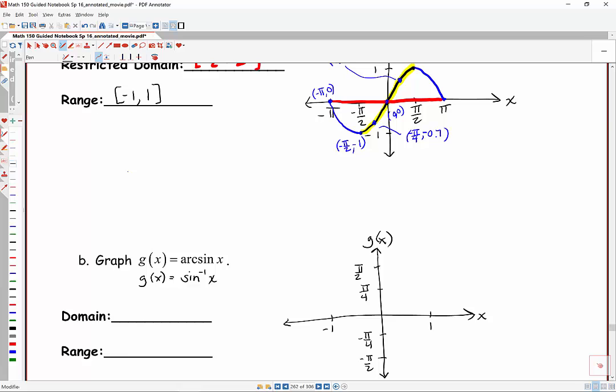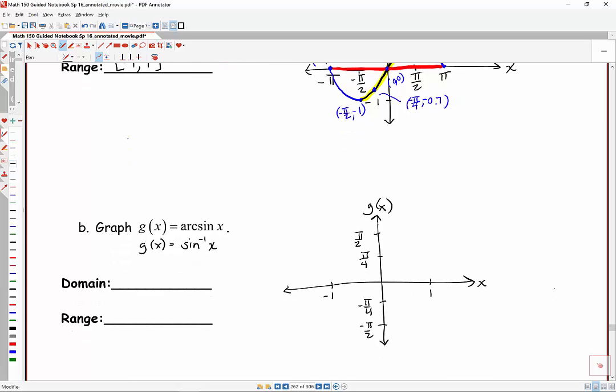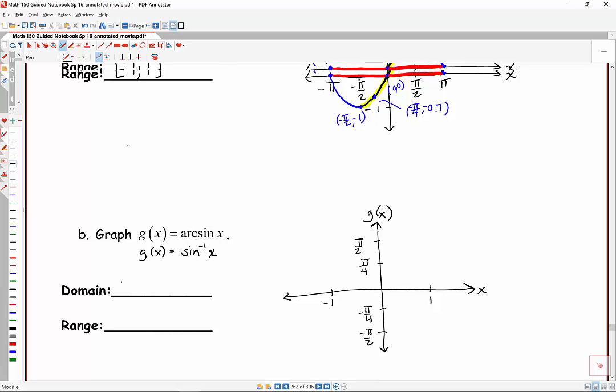Okay. So our domain for this guy is going to be from -1 to 1 inclusive, and the range is going to go from -pi over 2 to pi over 2 inclusive. Okay, so far? Awesome. So now let's make our picture.